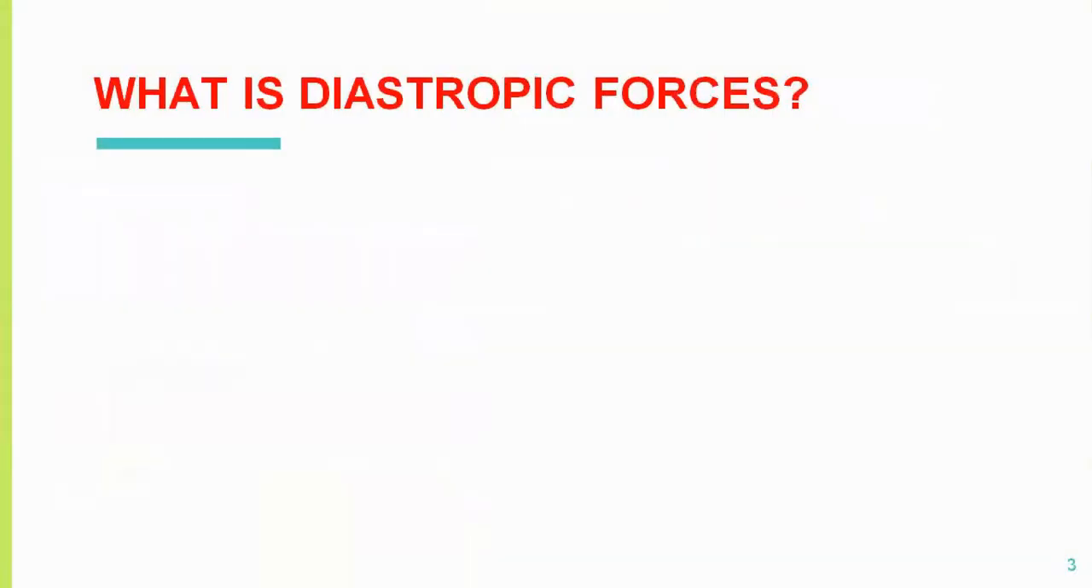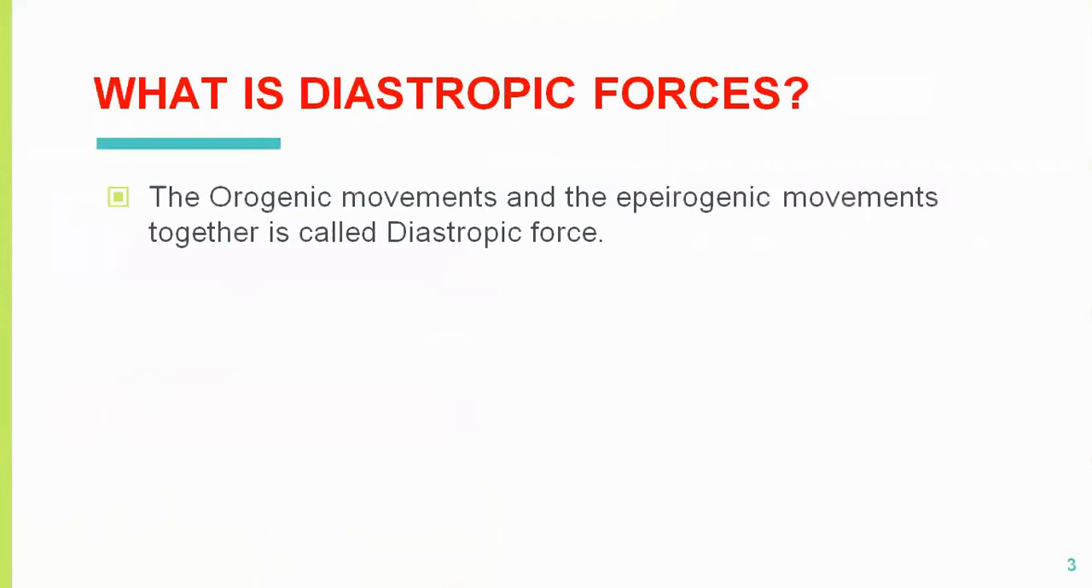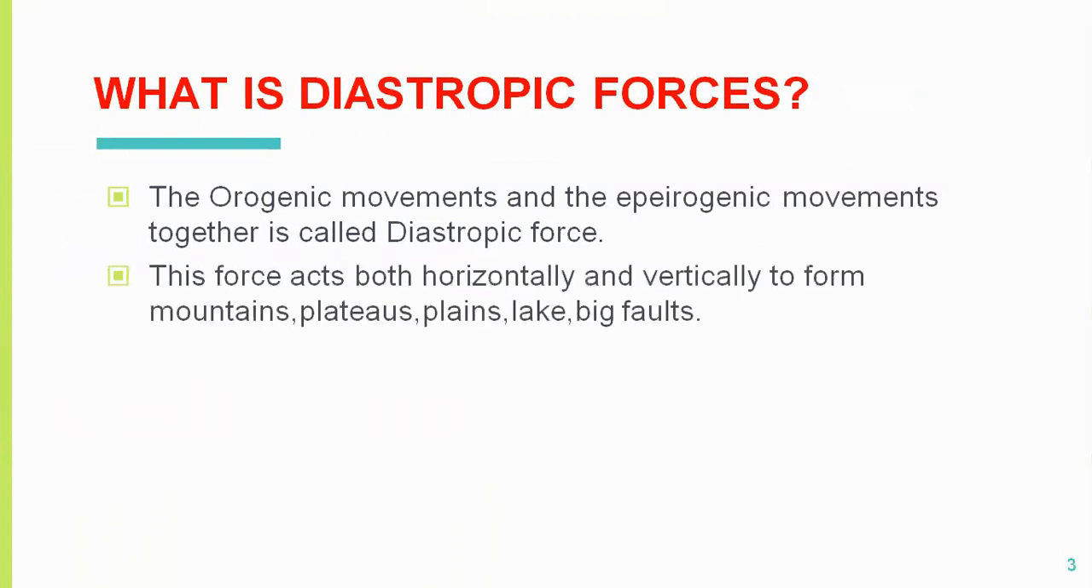Now what is a diastrophic force? The diastrophic force means when the orogenic movement and epeirogenic movement, that is the folding and faulting, act together horizontally and vertically to form different types of landforms like mountains, plateaus and plains, it is known as your diastrophic force.